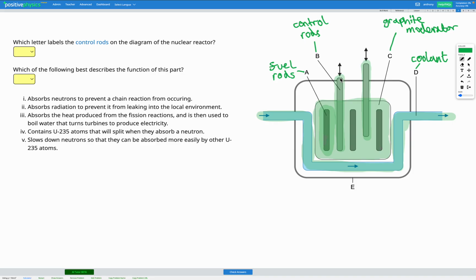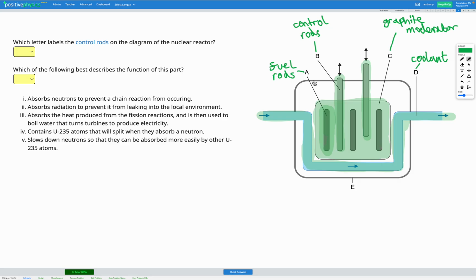If you want to slow down or stop your reaction, you can push those control rods in and they're going to absorb the neutrons produced in each fission reaction to prevent them from going on to cause other fission reactions. So the control rods are for controlling the speed of the reaction and making sure it doesn't get out of hand.